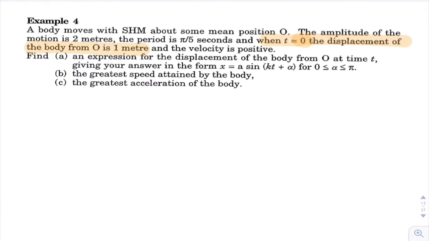Find an expression for the displacement of the body from O at time t, giving your answer in that form there. So we're going to want it in terms of k, our sine, and we're going to have this phase shift going on, which is that information about x being 1 when t equals 0 is going to help us to find that.